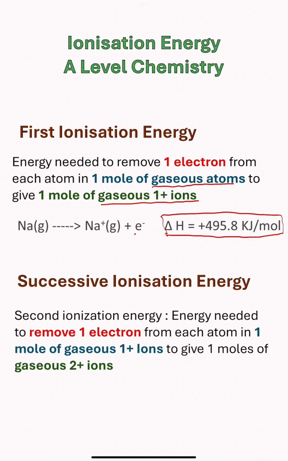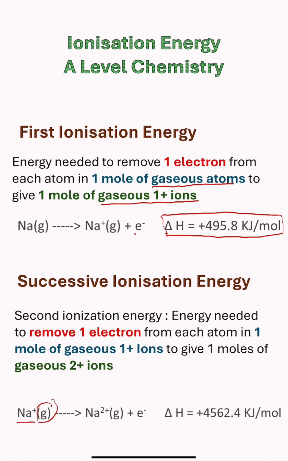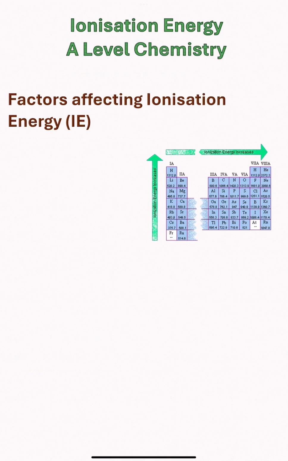So for example, we can define the second ionization energy as the energy needed to remove 1 electron from each atom in 1 mole of gaseous 1+ ions to give 1 mole of gaseous 2+ ions. Again, we have sodium ion here, 1+ in the gas form as well. That will give you sodium 2+ in the gas form plus the energy. And this is the second ionization energy for sodium.